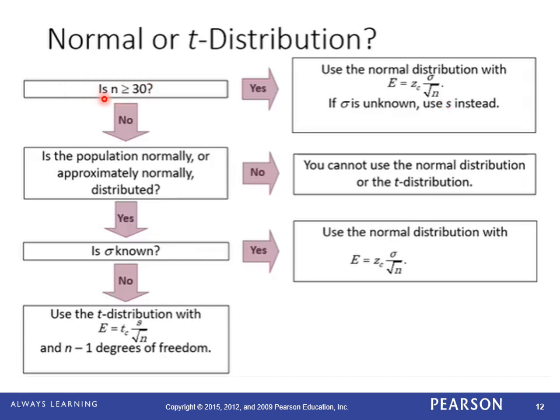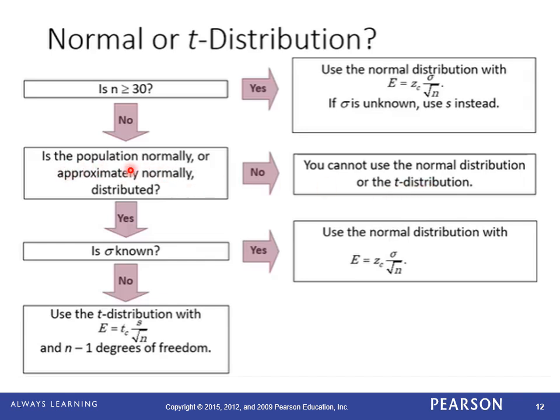If it is not greater than 30, then you have to ask yourself, is the population normally or approximately normally distributed? If the answer is no, you cannot use the normal distribution or the t-distribution. So if it tells you it's skewed at all, then we can't use either one.